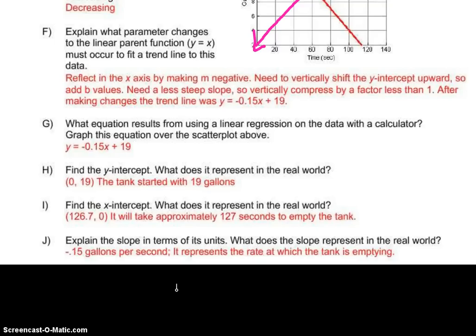So I want you to answer all of these questions. We're going to work questions 2, 3, and 4 in class tomorrow, and you will turn it in. If you want to go ahead and attempt these questions, question number 2 is identical to number 1. You should be able to get that done.